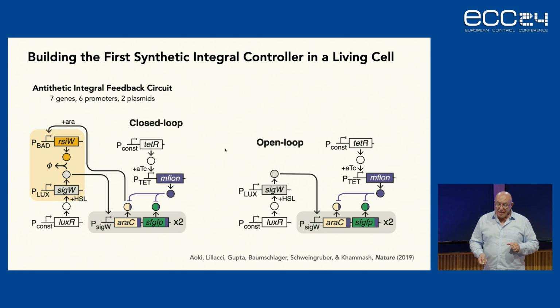antithetic feedback loop. And now to test the circuit, we had to build additional circuitry that acts as a disturbance. So in this case, we used a protein called MF1, which is a protease. So a protease will consume the output of interest. So when you turn on the protease, and you can do so by adding a third chemical inducer, the amount of protein of interest will be expected to decrease. And that's what will happen in the open loop version of this circuit.